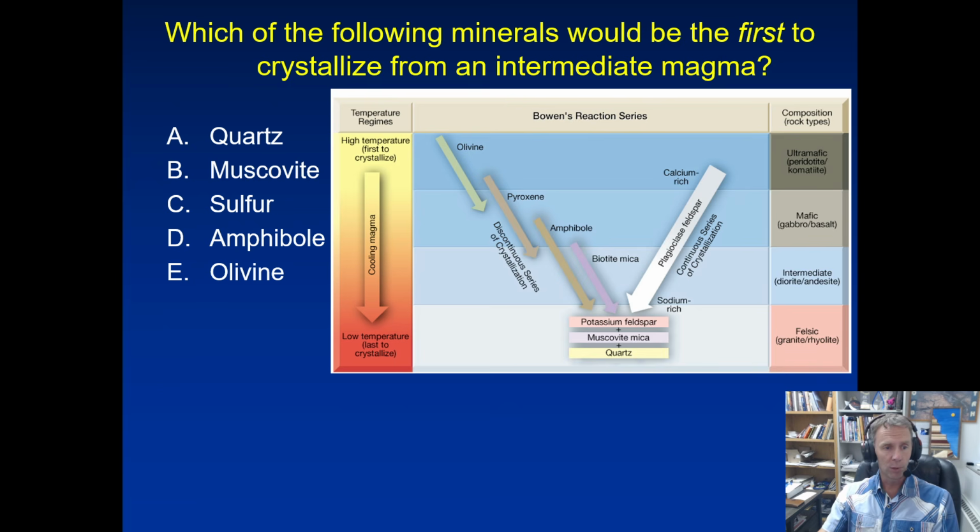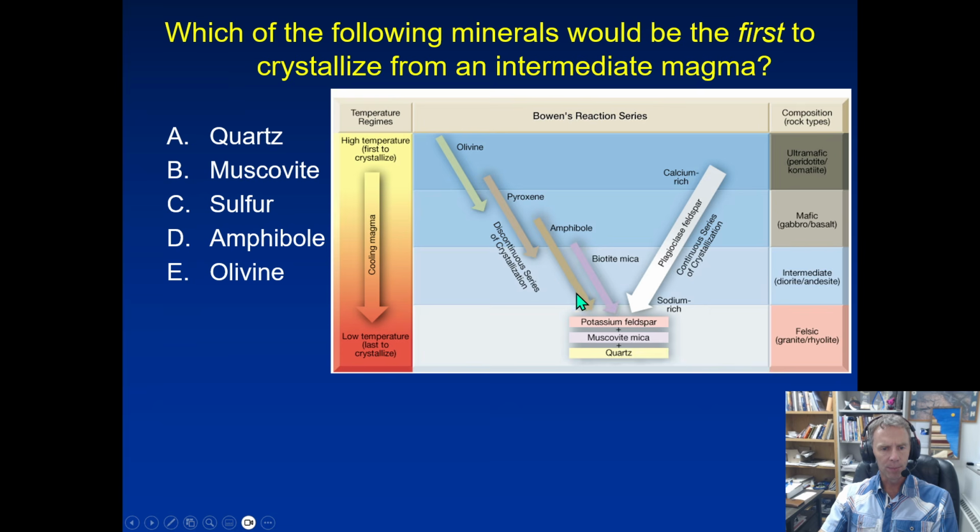So if you look at Bowen's reaction series here, let's go process of elimination. What can we take off the table here? Well, sulfur's not even on Bowen's reaction series, so let's take that right out of there. So C's gone. We have an intermediate magma, so we have a composition that sits here in terms of temperature and silica content. Well, olivine is a high temperature mineral that we see in ultramafic and mafic rocks, so we can take that out. Quartz is dominantly in felsic or low temperature magmas, so we can take that out. Muscovite, same thing, dominantly in felsic or low temperature magmas. It's a good buddy with quartz, so we'll take that out.